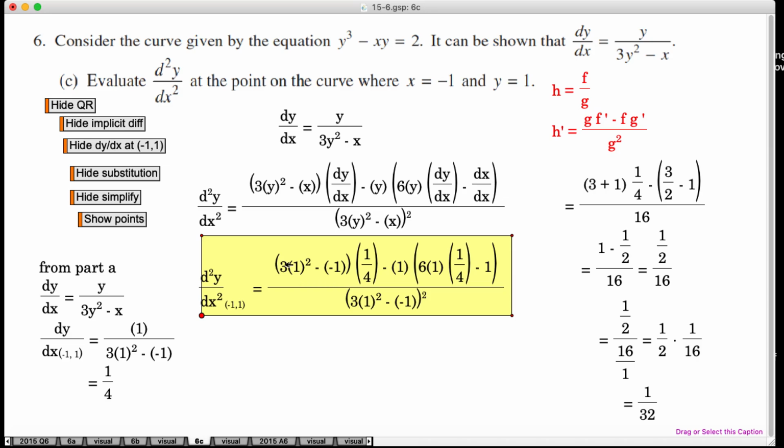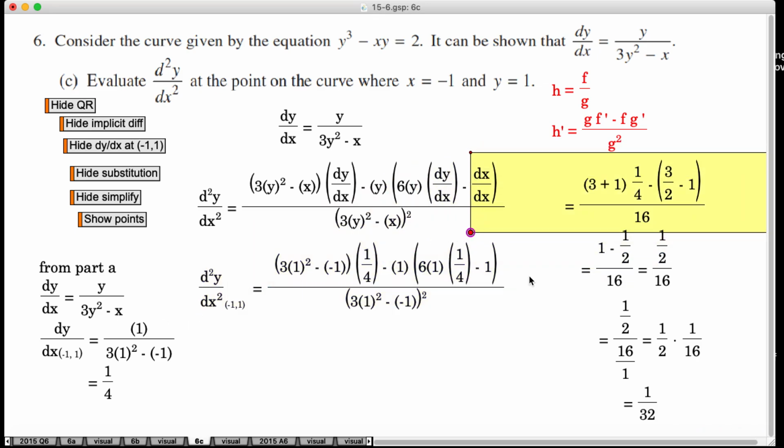So this is going to be 1 squared is 1, 3 plus 1 times a quarter, minus, and this is 1 times this, so this is no big deal. This is 6/4, which is 3 halves, minus 1. And it's over the denominator, which is 3 plus 1, that's 4 squared, which is 16. So now I have that.